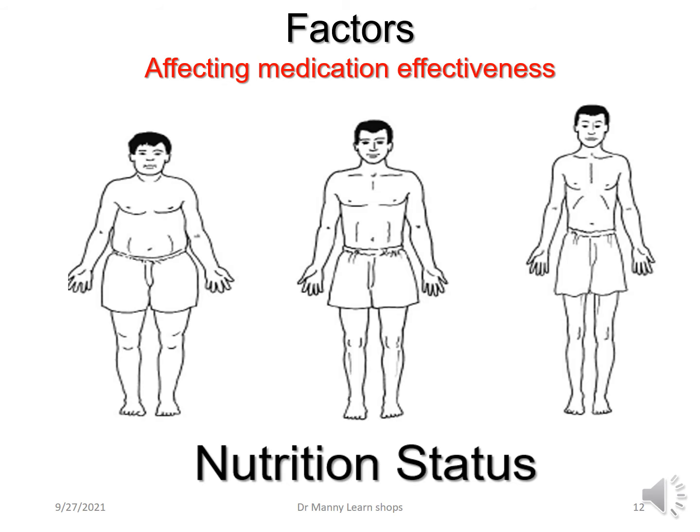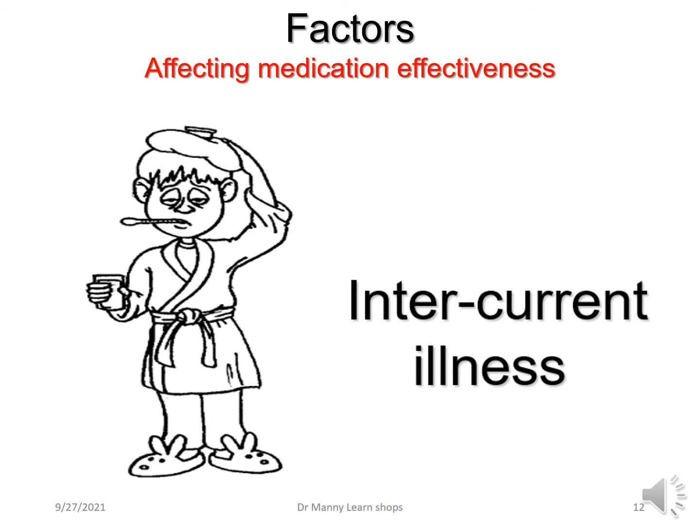You've got your nutrition status. If you're malnourished, or if you're overnourished, this can have an effect on medication. If you're fat, or overweight, or obese, or morbidly obese, this can have an effect on the medication, because some medications are hydrophilic or lipophilic, hydrophobic or lipophobic. If you've got an intercurrent illness, this can affect how effective your medication will be.